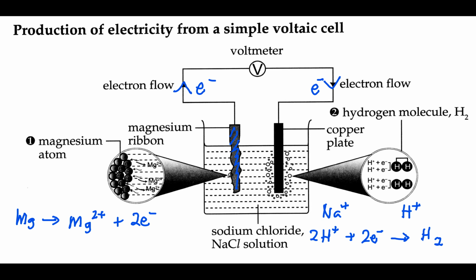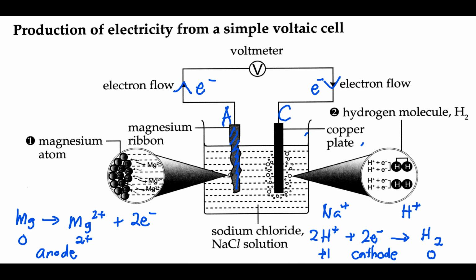Because magnesium increases in oxidation state from 0 to +2, that's an oxidation, so the magnesium side is the anode. On the copper side, we have hydrogen going from +1 state to 0 state. That's a reduction, hence this is a cathode by definition. So again, we have anode here and cathode here.